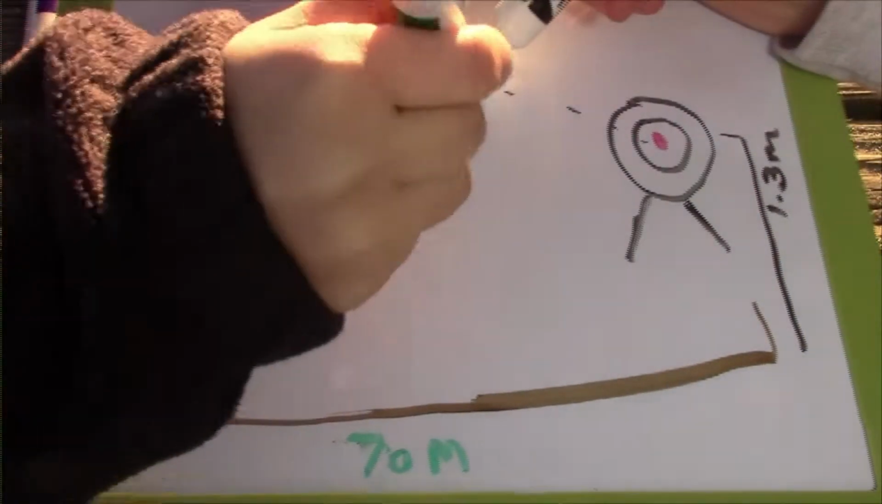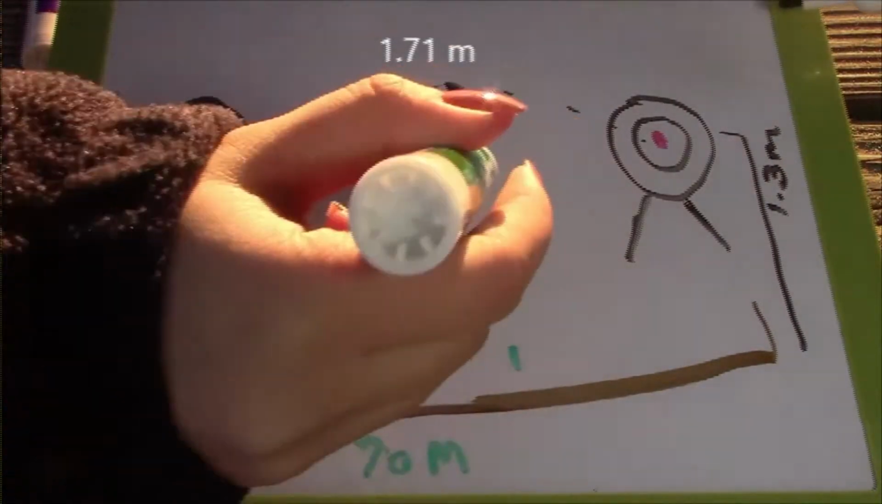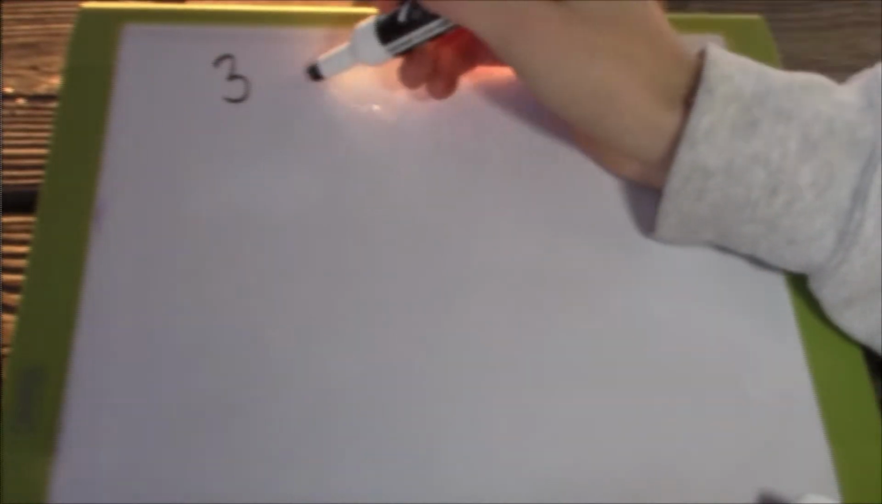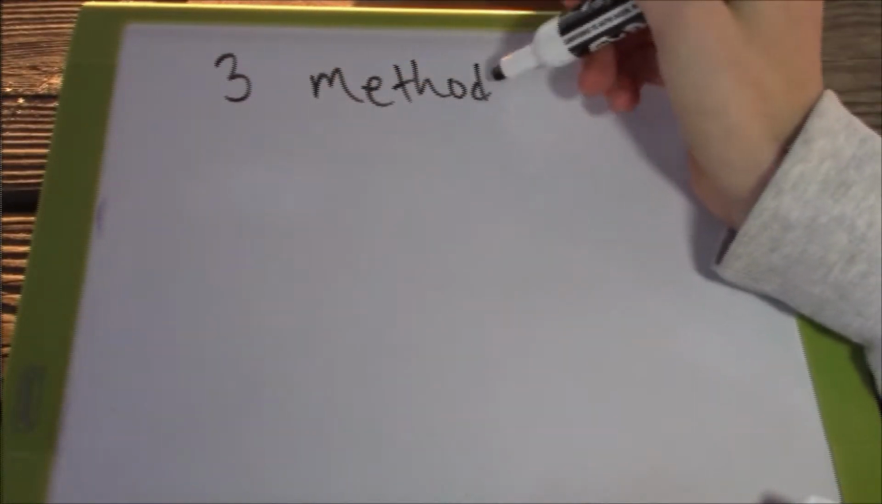After being shot, the arrow reaches a maximum height of 1.71 meters from the ground, halfway between the shooter and the target. Find the equation of the arrow's path.